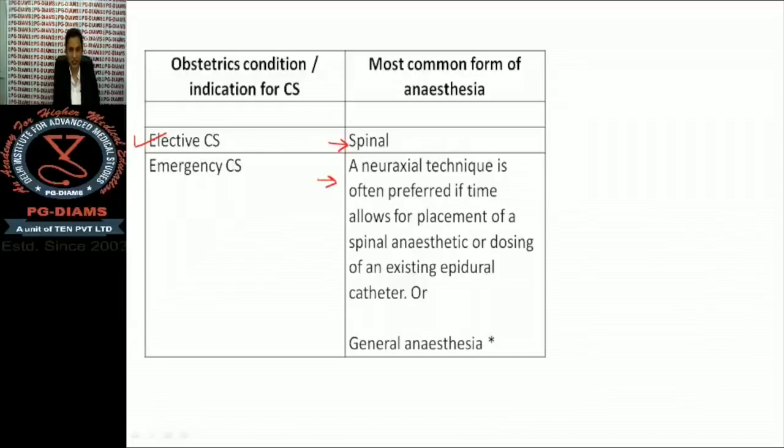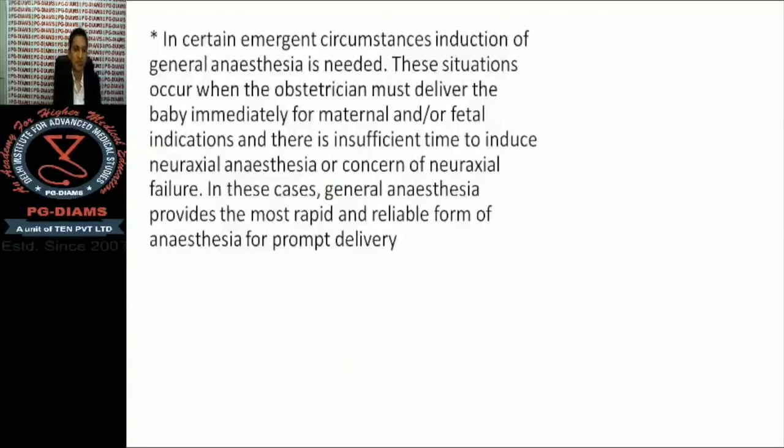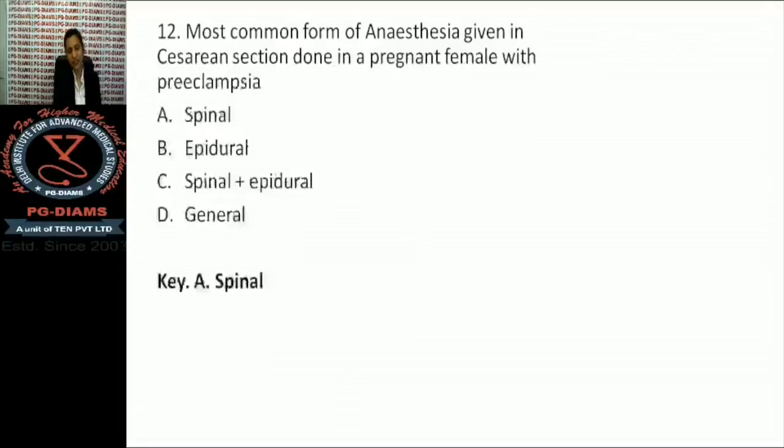If there is sufficient time to give spinal anesthesia, I will give spinal, but if there is no time, I cannot allow that much time to be wasted for spinal anesthesia, I will ask the anesthetist to give general anesthesia. Otherwise, spinal is the best choice for cesareans. So in certain conditions, when you have to deliver the baby very fast, you give general, otherwise always it is spinal. So your answer here is spinal anesthesia.